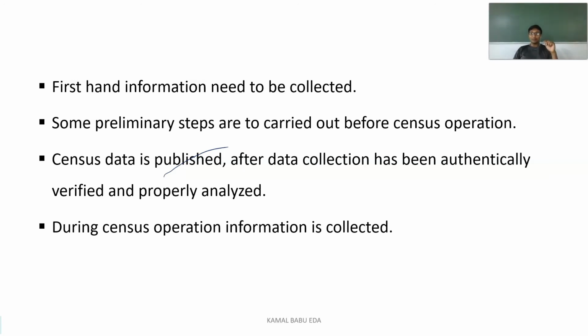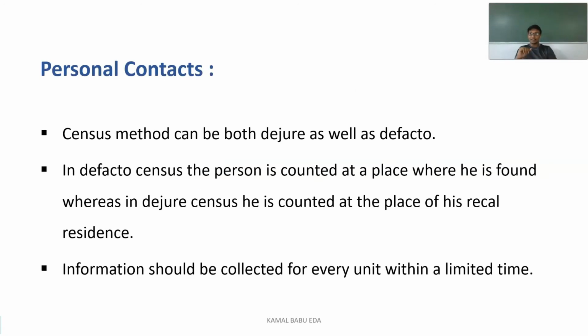And during the census operation, information is collected. Mainly we are collecting the data from the population. In demography, census is one of the parts. Demography means the study of population in a systematic manner. In this systematic manner, we have different types of data collection. We have discussed surveys and we have discussed the census. In census again we have personal context, so we'll see what this personal context is.